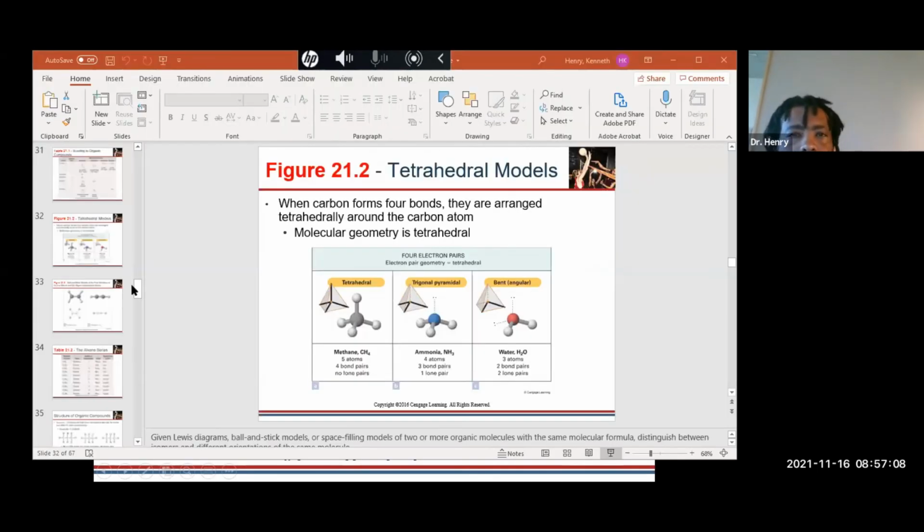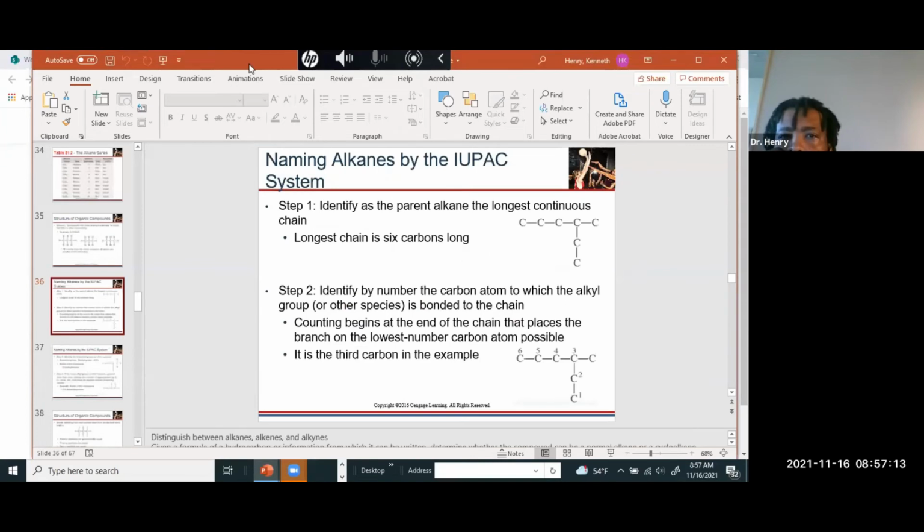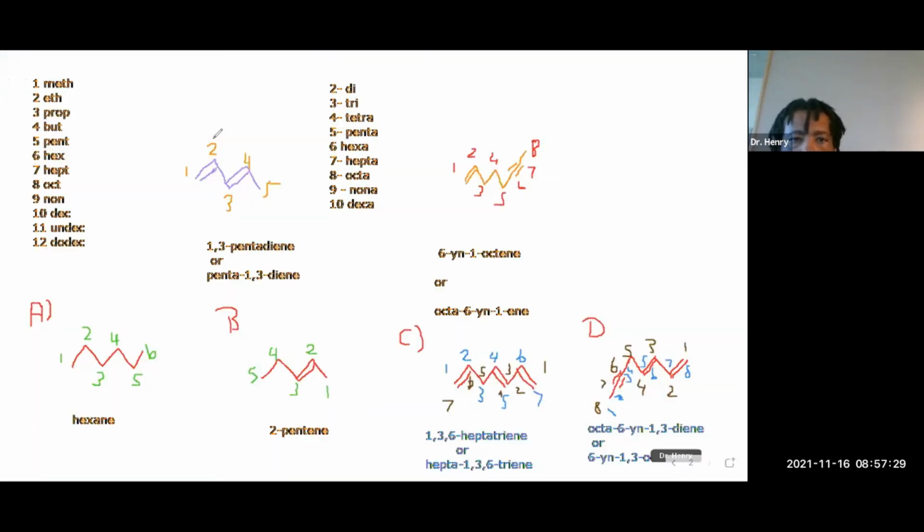Okay, so for the whiteboard, okay, so let me erase the structures.